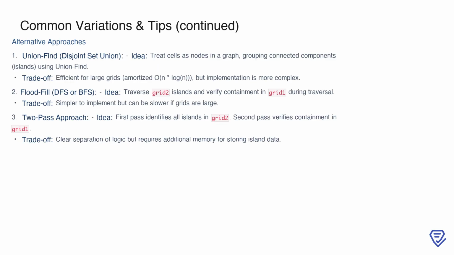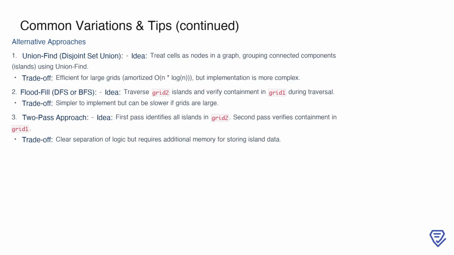There are several alternative approaches to solving the count sub-islands problem. The union find method, also known as disjoint set union, treats grid cells as nodes in a graph and groups connected components using union and find operations. This approach is efficient for large grids with an amortized time complexity of O(n log n), but it requires a more complex implementation. Another option is the flood fill technique, which uses DFS or BFS to traverse islands in grid 2 while simultaneously verifying containment in grid 1. This method is simpler to implement but may be slower on larger grids.